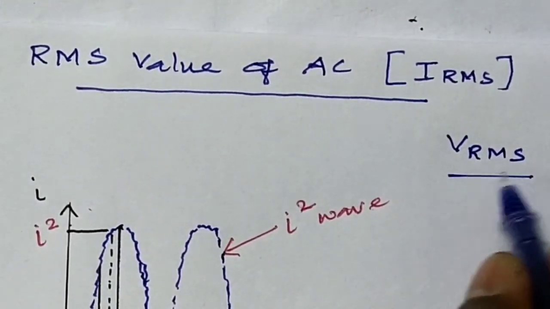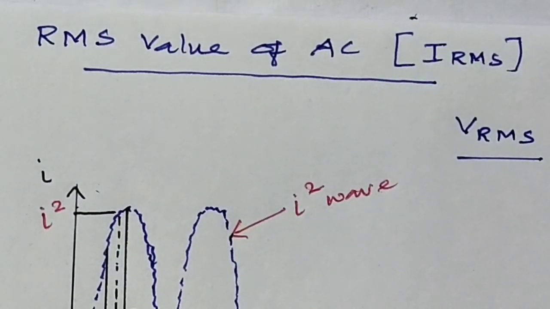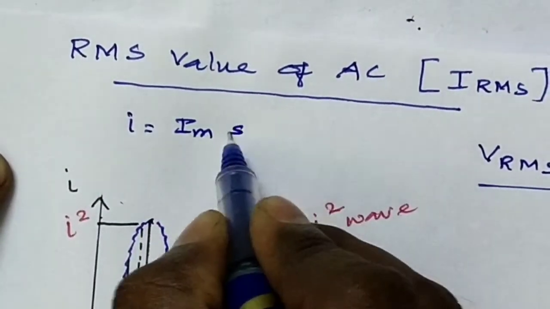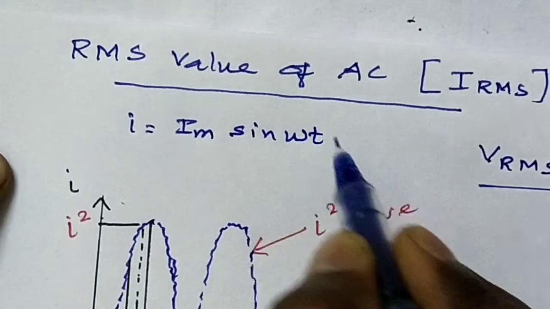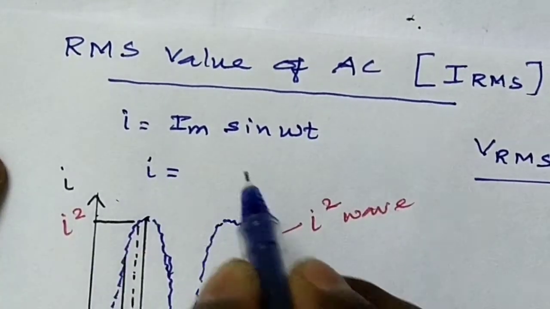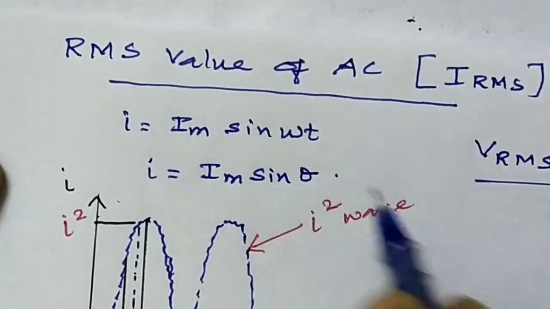RMS means root mean square: the square root of the mean of the squares of all the current over one cycle. Already we know the alternating current equation is I equals Im sin omega t. Here, consider omega t as theta, so write the equation as I equals Im sin theta.